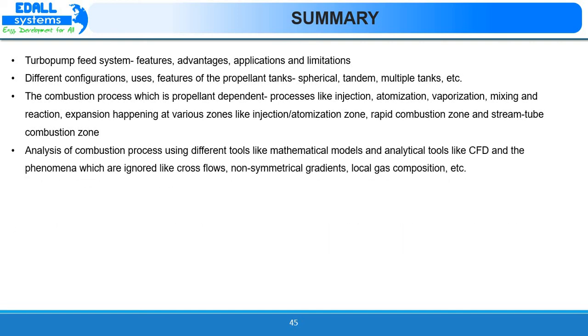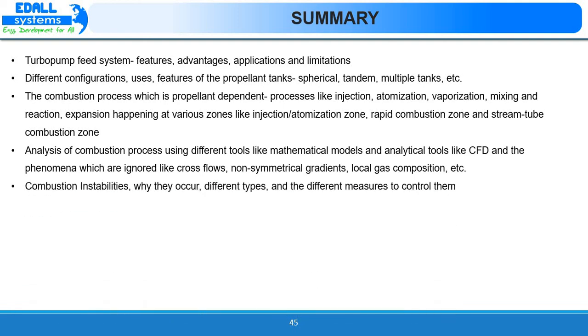Then after that we have discussed how we can carry out the analysis of this combustion. So analysis of the combustion process using different tools like mathematical models, analytical tools like CFD, and the phenomena which are ignored like cross flow, non-symmetrical gradients, local gas composition, etc. Then we have seen why this analysis is very important, because if they are not handled very carefully, then combustion instability occurs in the propulsion system. So how this combustion instability is initiated, the three different types of instabilities we have discussed, and what measures we have to take care of when we are dealing with combustion instability is discussed.